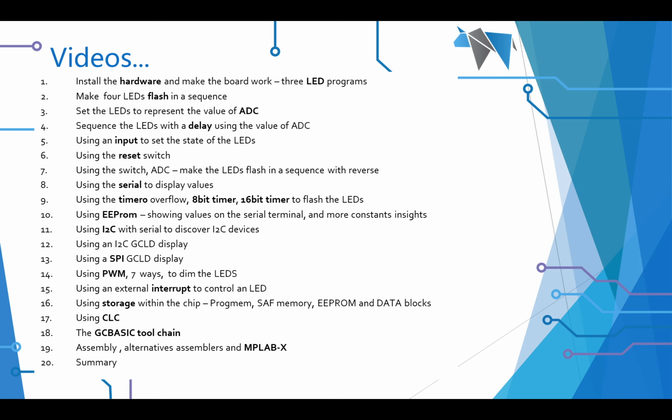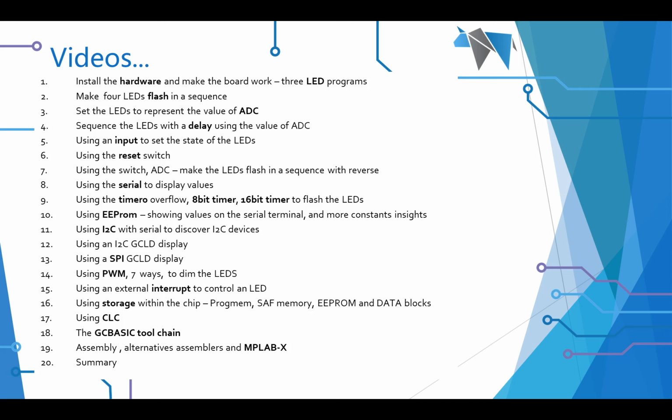I've listed them. Like one, we've done the hardware. We've got the basic LEDs to work. Then we made them flash in many different ways. We then started using the ADCs. Then in video 4, how we do delays, then 5, inputs, 6, how you use the master clear or reset switch. Then we brought that all together in video 7 in the classic LED flashing sequence with reverse, with a bit of ADC for the timing. Brought it all together using scale.